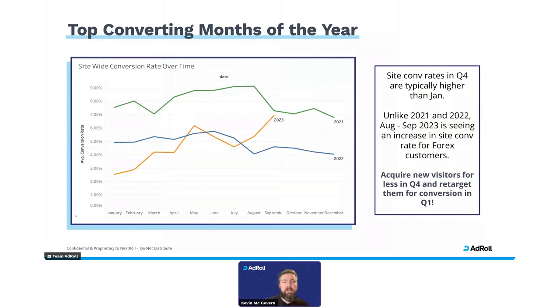Just a note with this slide, when we're looking at the top converting months of the year, we're taking in all the data that we have for conversions. So a lot of our Forex clients will have various conversion segments, and this could include registrations or signups, deposits, various sub-levels like first-time deposits or recurring deposits. And that's all recorded in the data that you're seeing on the slide at the moment.